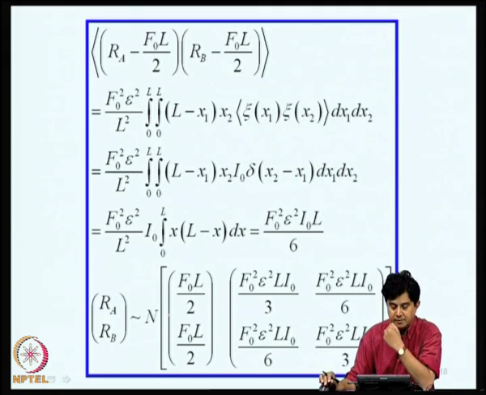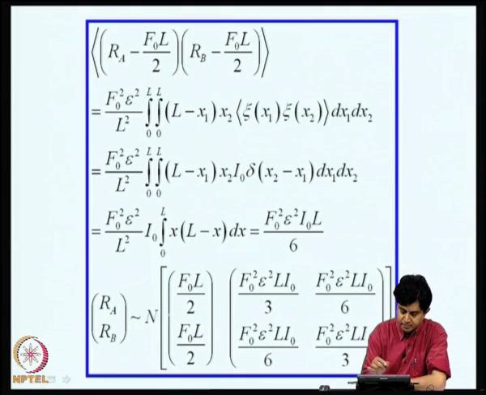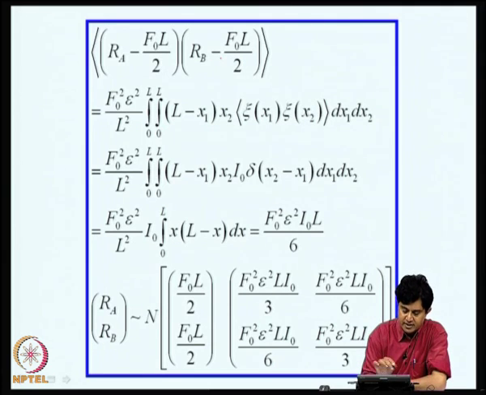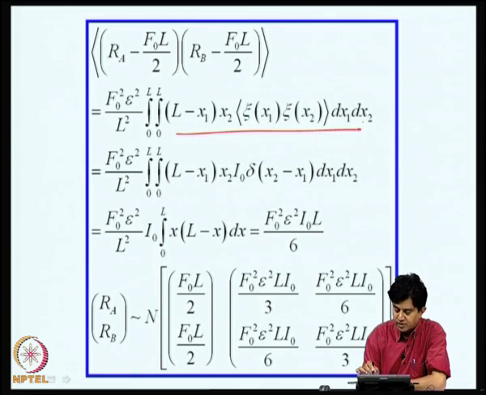Now, how about the correlation covariance of reaction A and reaction B? To do that exercise, you have to take the expected value of (RA minus mean of RA) into (RB minus mean of RB). If you multiply this, each one is a single integral, so the product will be a double integral and we get this, and we can now carry out integration with respect to x1 and x2.